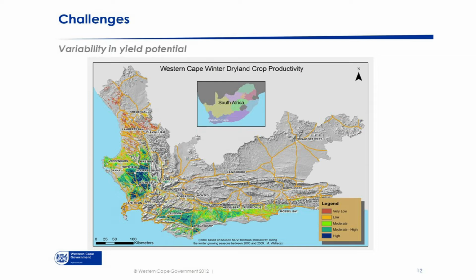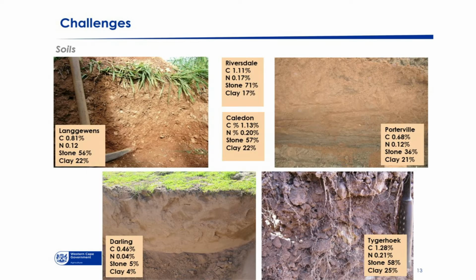But the challenge in the Western Cape is when you look at our area, the yield potential varies quite a lot. Even within a camp, you have high and lower potential areas. It's not like the Free State where you've got large areas of uniform soil conditions, etc. So it makes it very difficult.